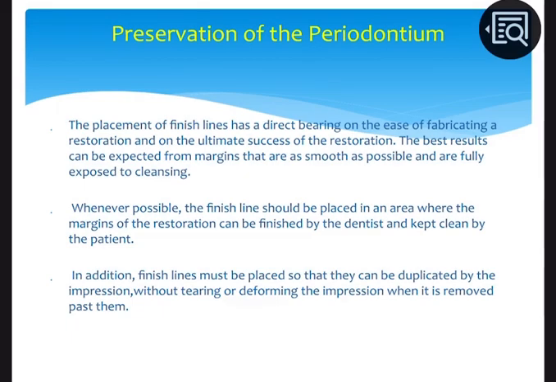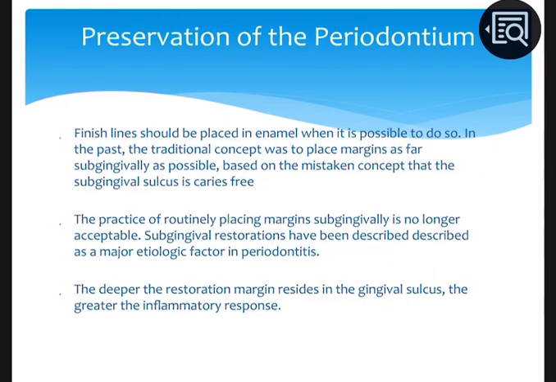In addition, finish lines must be placed so that they can be duplicated by the impression without tearing or deforming the impression when it is removed past them. The finish lines should be placed in enamel when it is possible to do so. This point is very important: we make the finish line in the enamel. We cannot perforate it into the dentine. If we perforate it into the dentine, then what will happen?